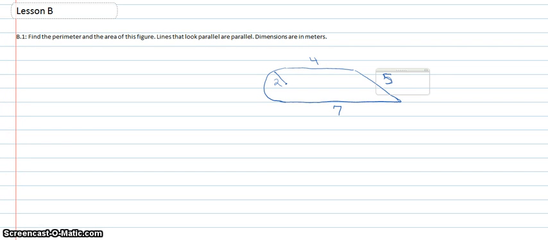Our first example in lesson B is about finding the perimeter of a figure. To start with, you would want to separate this figure out, because here on the end we have a semicircle, then there's a rectangle, and then we have a triangle. First, I'll start by finding this semicircle length, or circumference.